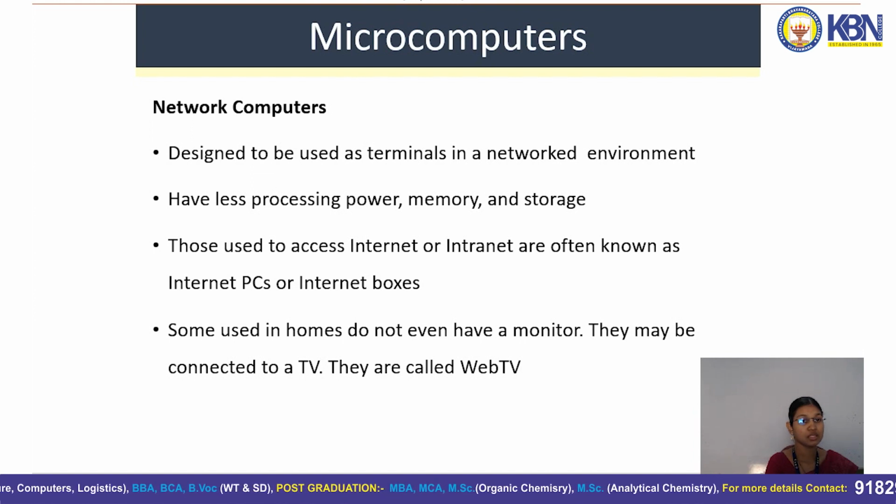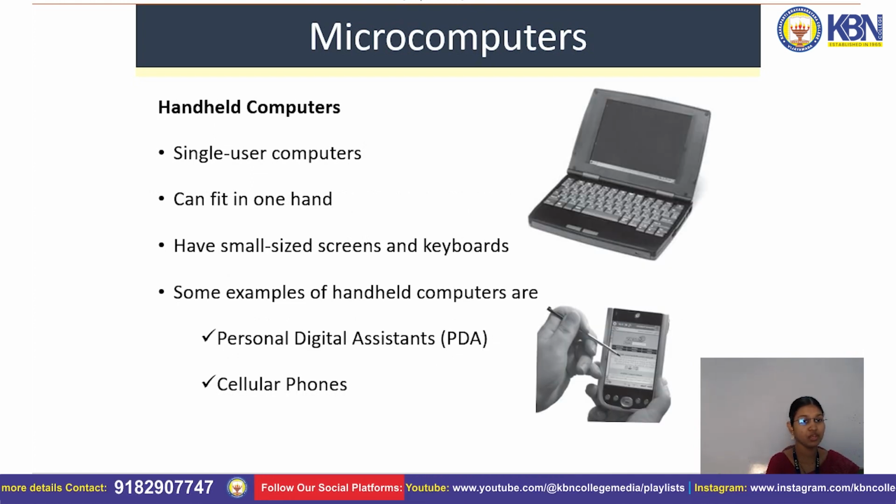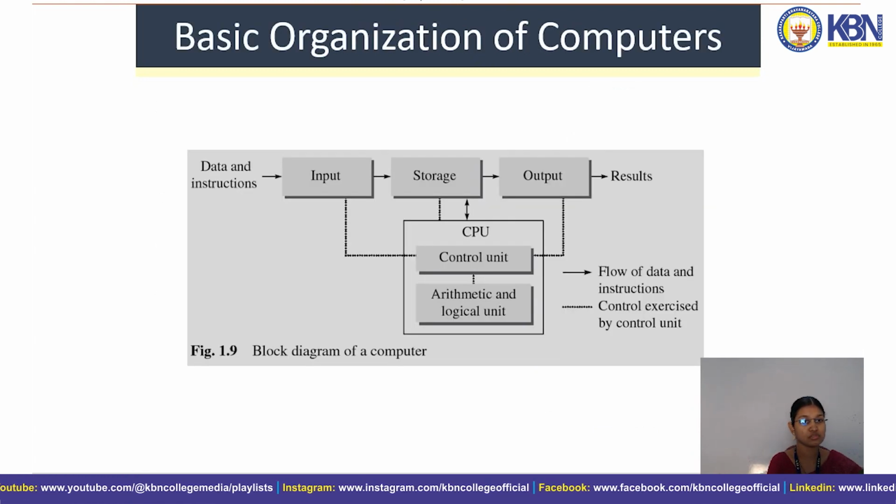Now next, in the microcomputers we have network computers. A network computer has less processing power, memory and storage. Some used in homes do not even have a monitor. They may be connected to a TV. They are called web TV. Now handheld computers. It is a single user computer that can fit in one hand. Some examples are personal digital assistants and cellular phones.